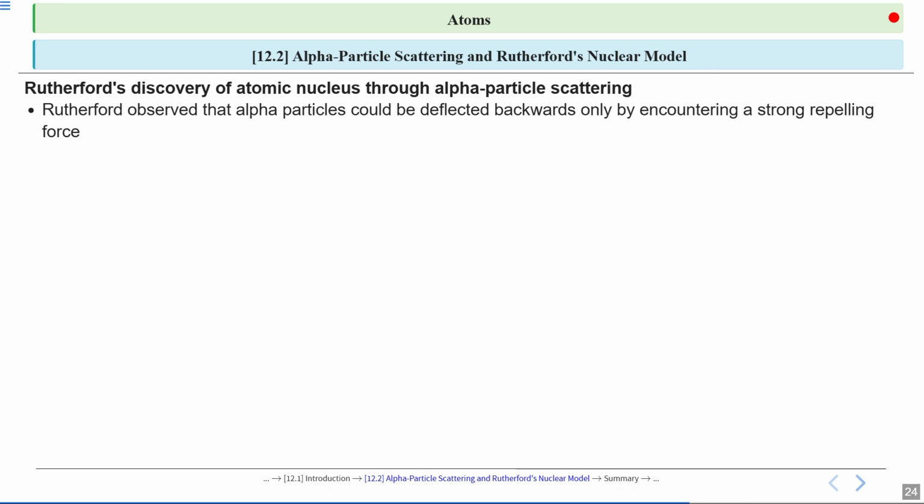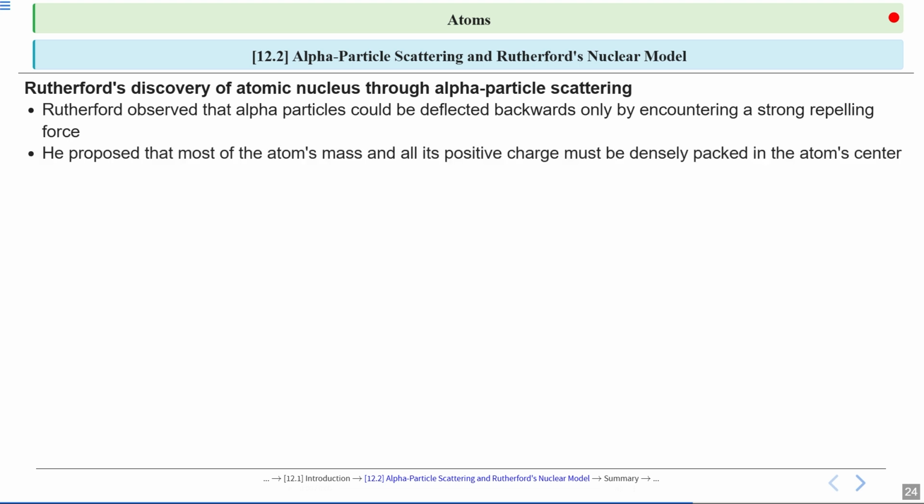So let's look at what Rutherford observed. He noticed that some alpha particles, which are positively charged, were deflected backwards when they hit a thin gold foil. This was surprising because according to the old model, atoms had evenly spread positive charge. The strong backward deflection suggested a powerful repelling force inside the atom. To explain this, Rutherford proposed that almost all of the atom's mass and its positive charge must be concentrated in a tiny central region, which we now call the nucleus.